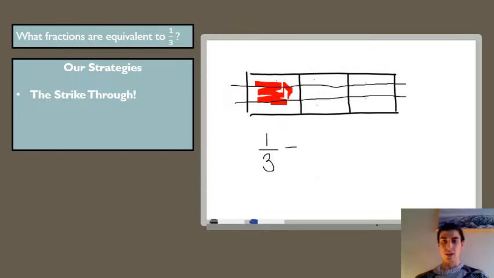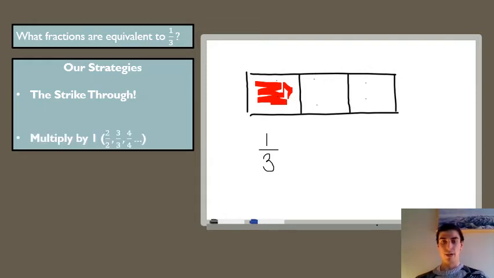There was another strategy that I also saw though, one that some of us were starting to try out. It's actually like a 5th grade strategy, but I bet we can do it. Let's call it the multiply by 1. Found that if we multiply 1/3 by a fraction equivalent to 1, that means the same numerator and denominator, 2/2, 3/3, 4/4, 5/5, we can find an equivalent fraction.